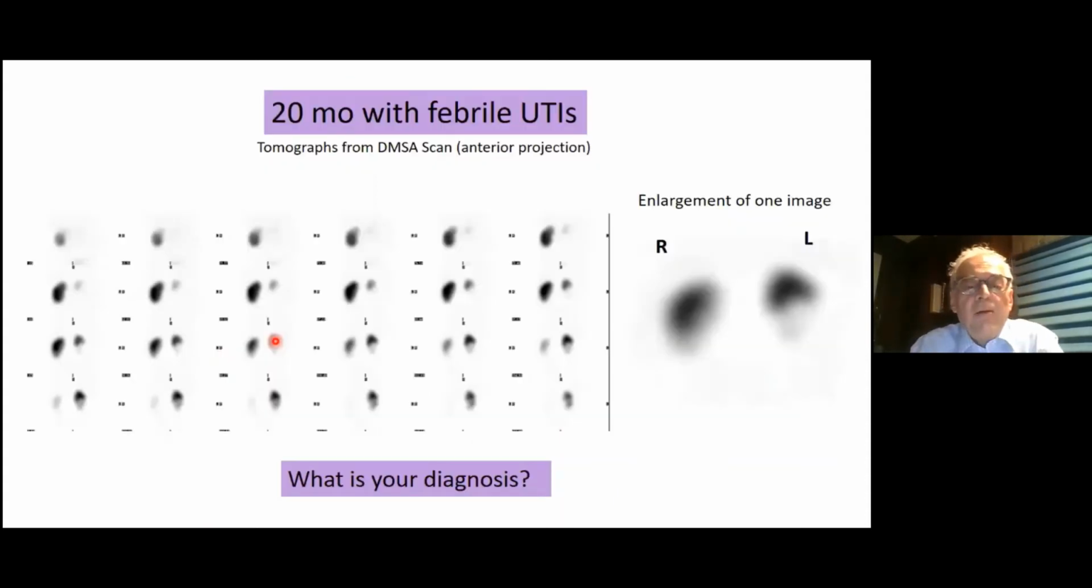Okay, how about this case? This is kind of a cool one as well. So this is a tomographic DMSA. We tend to do tomograms here. I don't know if you can see my chat box if it's blocking it, but here's an enlargement. Can you see that enlargement, or is it being blocked? Here's the enlargement of one image from it.